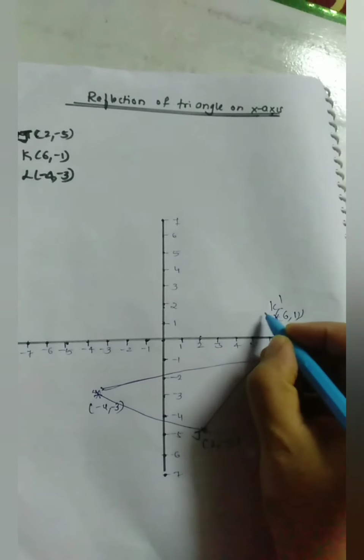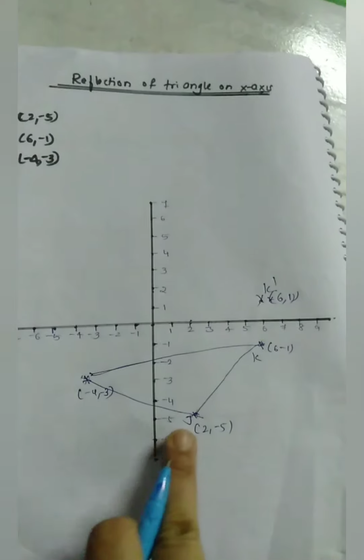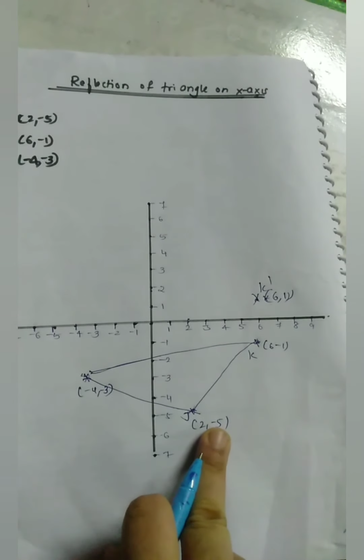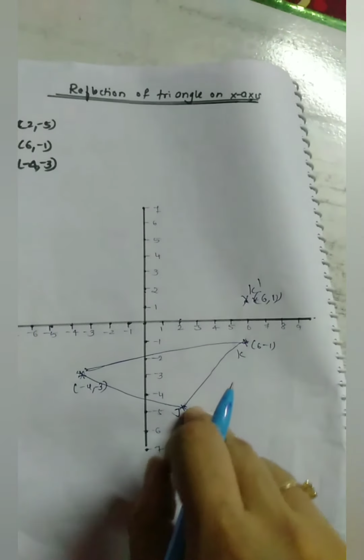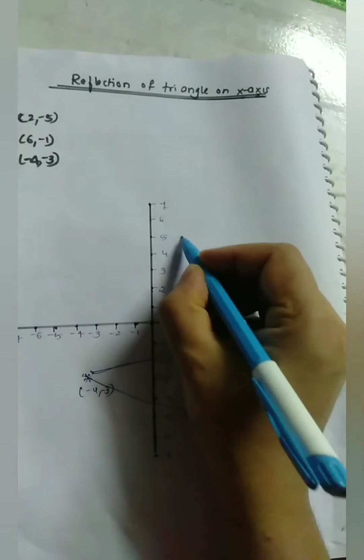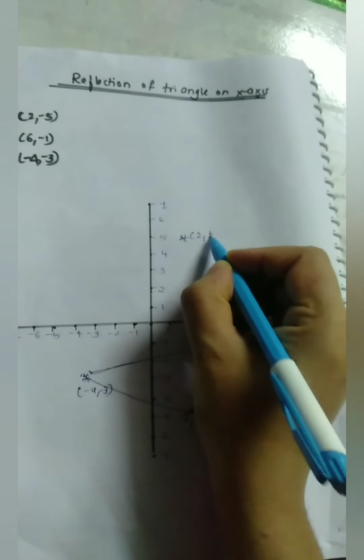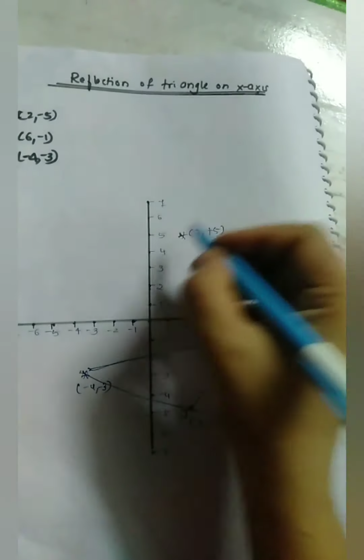Next, this is J, (2, -5). The reflection of this point on the x-axis is nothing but (2, +5). Where is (2, +5)? It is here, and this point is J dash.